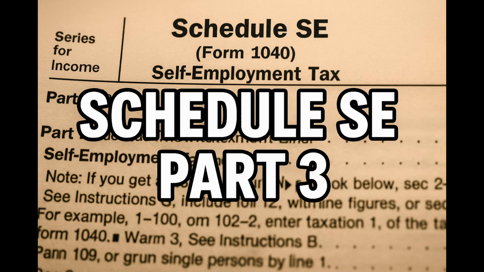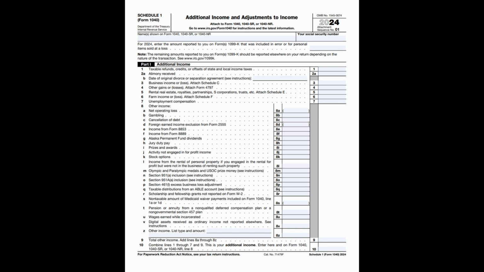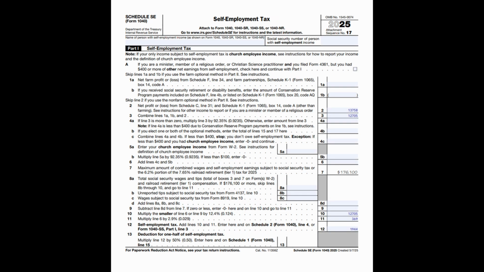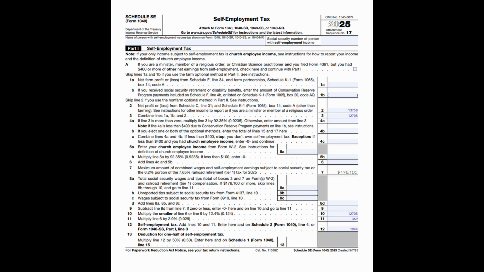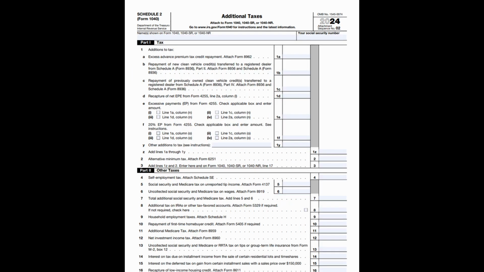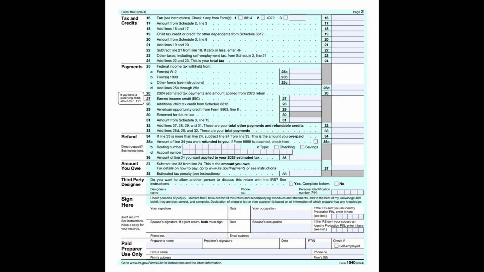In the next video, we'll tackle Schedule 1. We'll take the $972 from line 13 of this schedule and enter it on Schedule 1, line 15, so you can see how it reduces his AGI. Then later in the series, we'll come back and take the $1,944 from line 12 of this schedule and enter it on Schedule 2, line 4, which eventually flows to Form 1040, line 23.